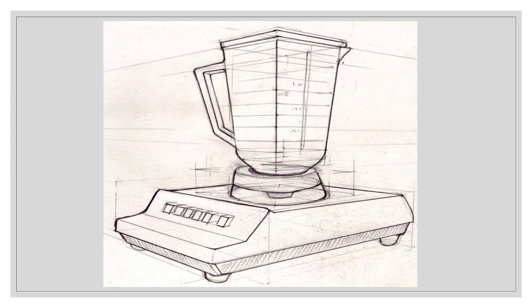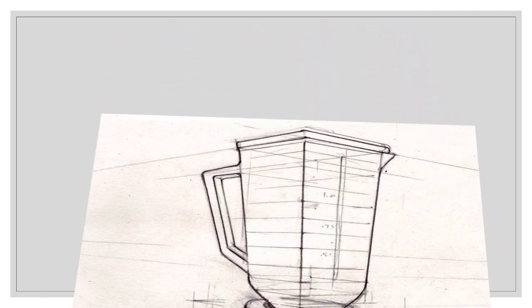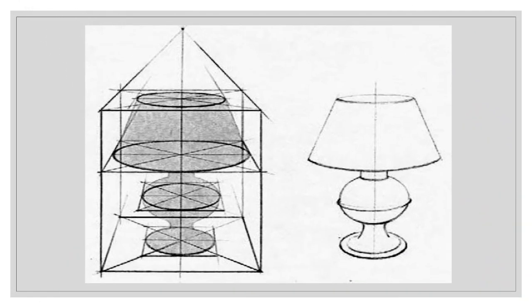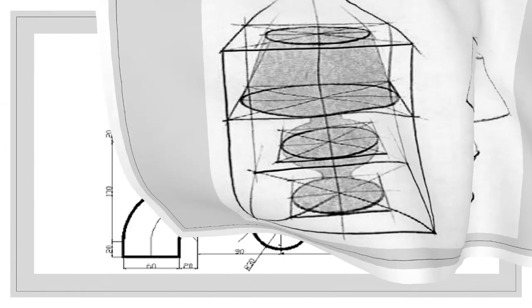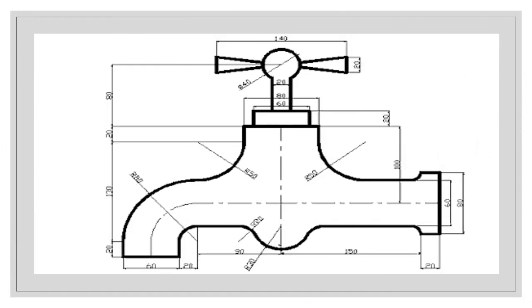Now how about this picture? Blender. Yes, very good. It's a blender. How about this one? Lampshade. Very good. It's a lampshade. And for our last one? Faucet. Very good. You're all doing great. It's a faucet.